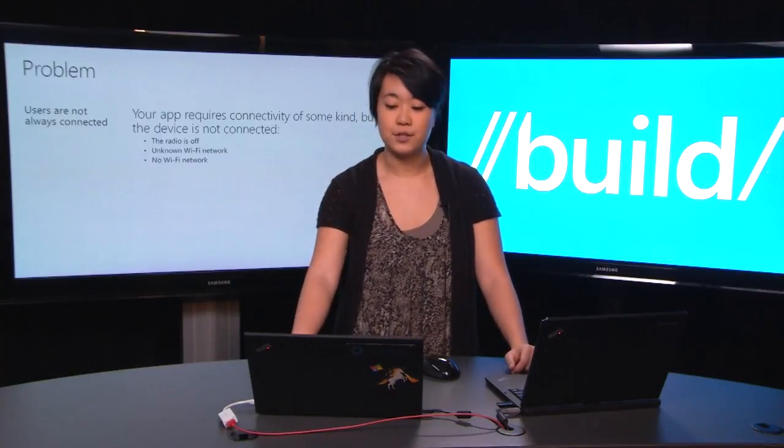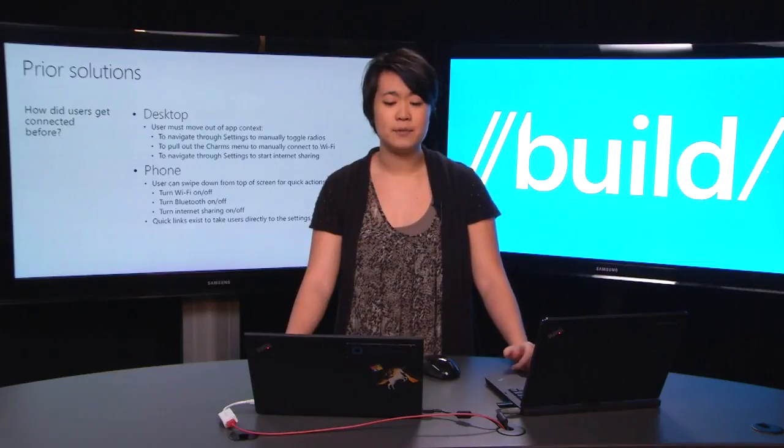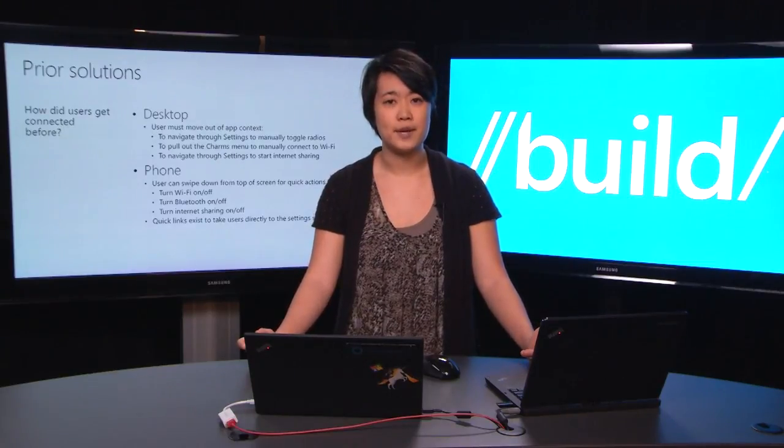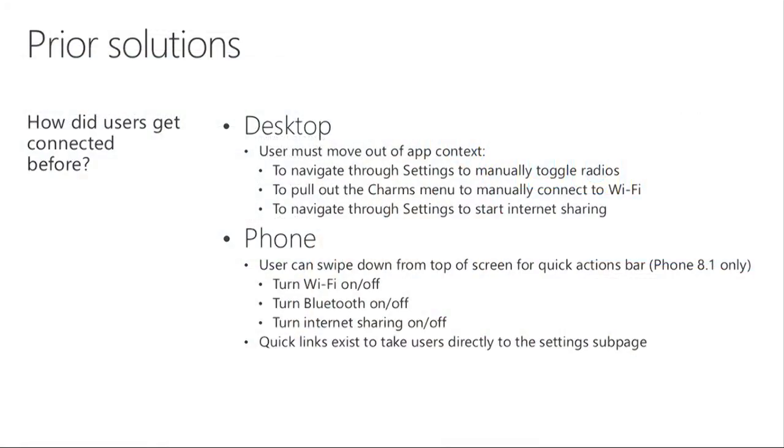So prior solutions to this have been very cumbersome at best. On the desktop, you had to actually move the user out of app context in order to fix those problems. For example, navigating through the settings menu to connect to a Wi-Fi network, or to toggle radios on and off, or to start internet connection sharing. You could also swipe out from the charms bar to manually connect to a wireless network.